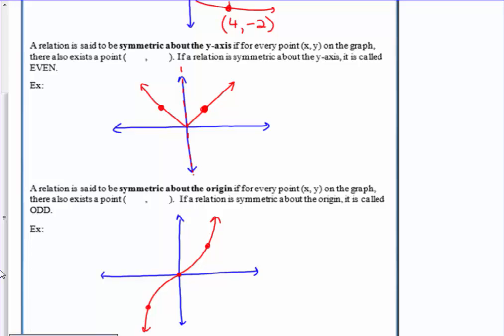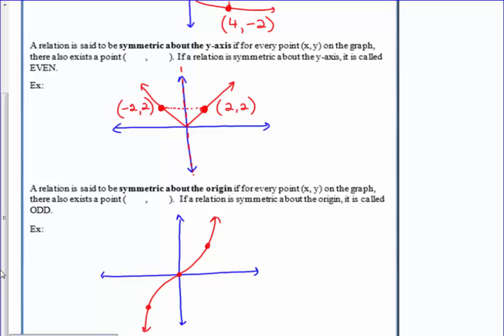Let's look at an ordered pair. Let's say this ordered pair is 2, 2. Then we would have to have an ordered pair across the y-axis that would perfectly correspond with that ordered pair 2, 2. Let's think about what that ordered pair would be. We can see here that our x value would have to be the opposite, so it would have to be -2. But the y value remained the same, +2.